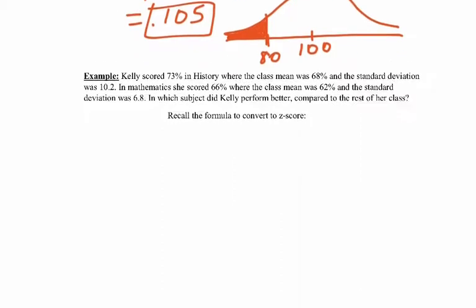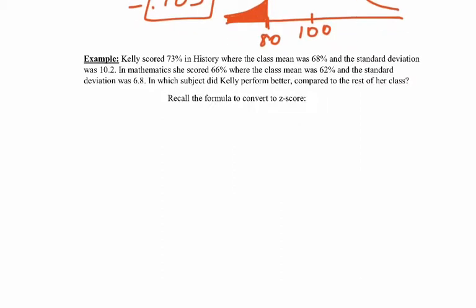So let me show you an example of when a z-score would be useful. Kelly scored 73% in history, where the class mean was 68% and the standard deviation was 10.2. In mathematics, she scored 66, where the class mean was 62 and the standard deviation was 6.8. In which subject did Kelly perform better compared to the rest of the class? So when you're comparing distributions, absolutely, that's when you want to go ahead and compare z-scores.